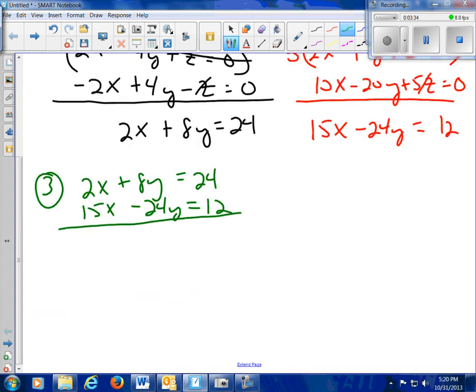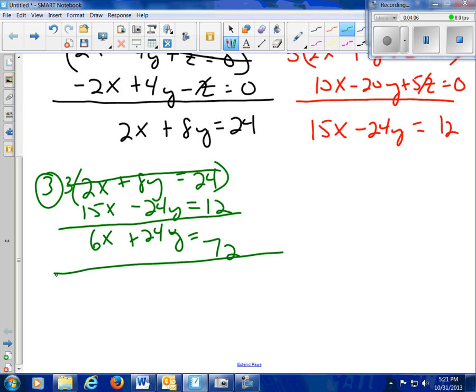So let me get rid of the y's in this case. You see if I multiply that 8 by 3, it's going to make it a positive 24. So that's what I'm going to do. I'm going to go ahead and multiply that equation by 3. I get 3 times 2 is 6x. 3 times 8 is 24y. And then 3 times 24 is going to be 72. So once I multiply everything by 3, I'm left with those two equations.